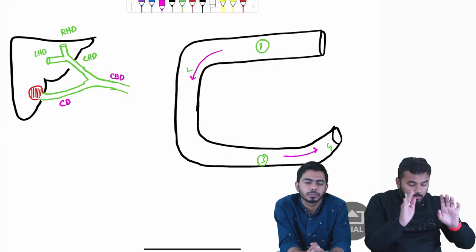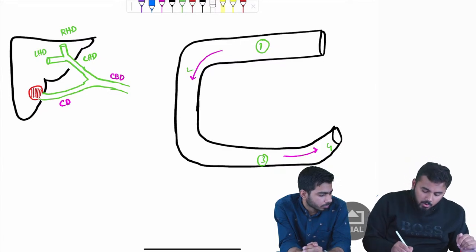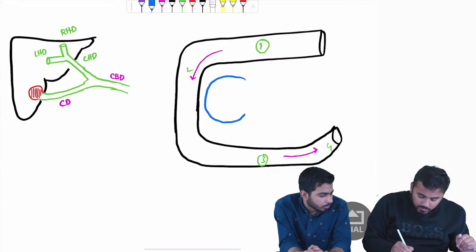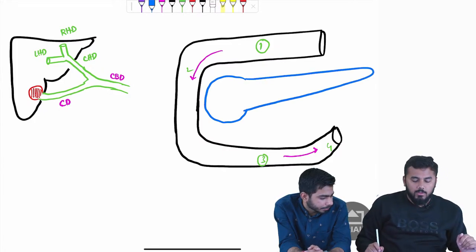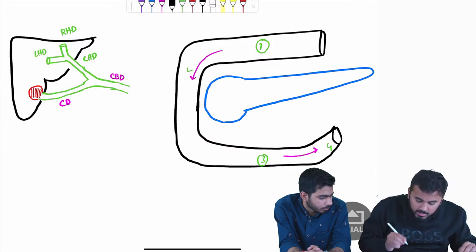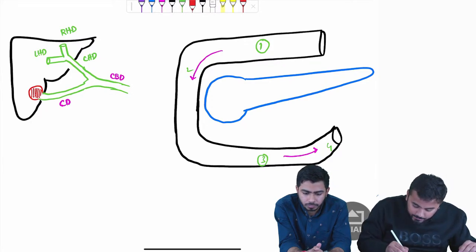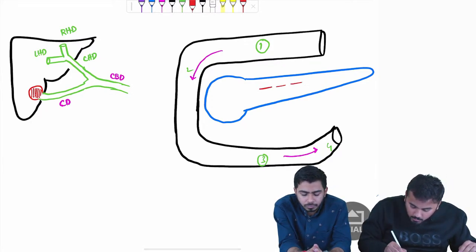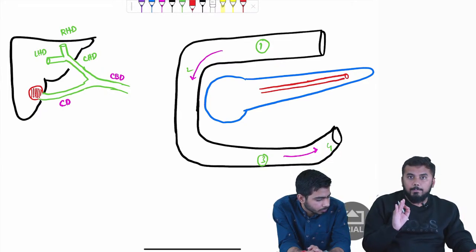Okay. Now, all of you leave this concept here. Now, come back to another concept. All of you know, you have your pancreas over here. Let us say this is your pancreas like this. Now, within your pancreas, you have ducts, isn't it? Let me use another color, that is red. Within your pancreas, you have ducts like this, right? So this duct which I'm drawing right now is called the main pancreatic duct.